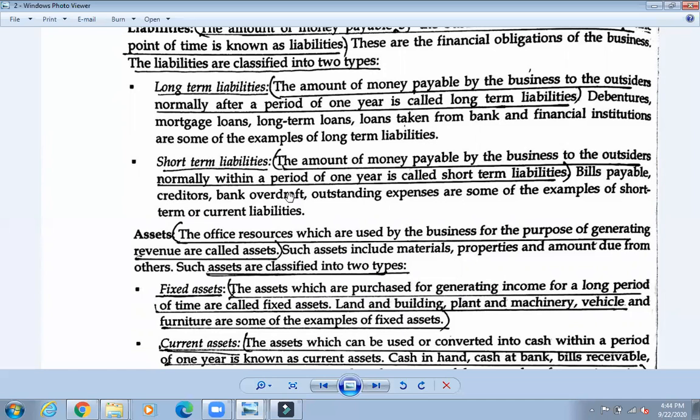So liability means which you need to pay. Okay, तिमीले तिर्नु पर्ने तर तिमीले तिरिसकेको छैनौ, but you need to pay in the future. So if it is more than 1 year, long term. If it is less than 1 year, it is short term. Is that okay?